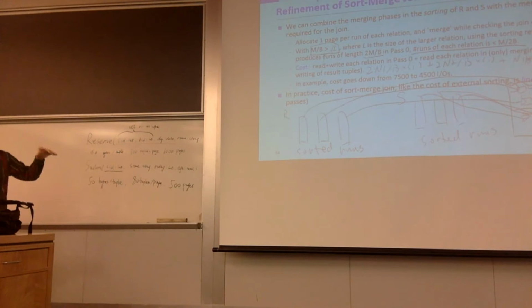If you plug in the numbers, n1 over b is 1,000 and n2 over b is 500. So the whole thing comes to 3 times n1 over b plus n2 over b, so that's 3 times 1,500. That gives you 4,500. If you apply this refinement, then your cost of sort merge join goes from 7,500 IOs down to 4,500 IOs.